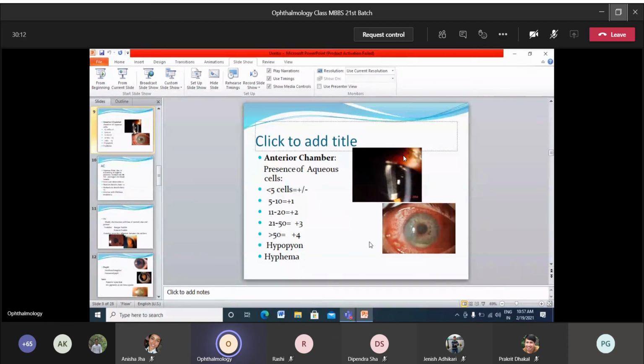So we have KPs and cells in the anterior chamber. Even if you look with the torchlight, you can see that the AC is not clear. When you look at the anterior chamber, in addition to the depth, the other thing to look for is the clarity. It's not clear; some amount of turbidity will be seen. However, to see the presence of cells, you have to see it under the slit lamp.